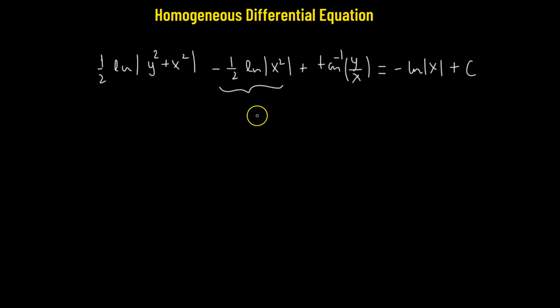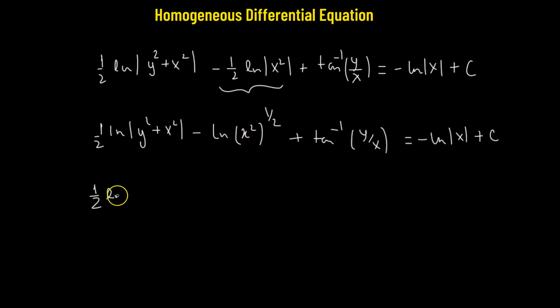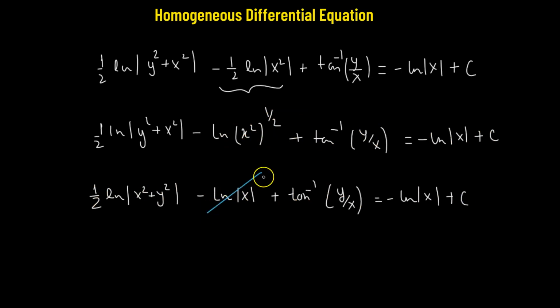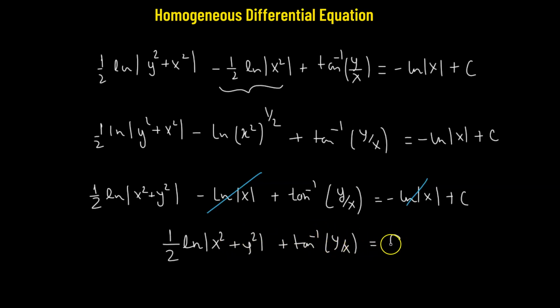This term, let's write it down, is negative log of x squared whole raised to the power of half. So we'll see that natural log of x gets cancelled out from both sides, and our final general solution will be half natural log of x squared plus y squared plus tangent inverse of y over x equals c. The next thing that we need to do is determine the value of c.